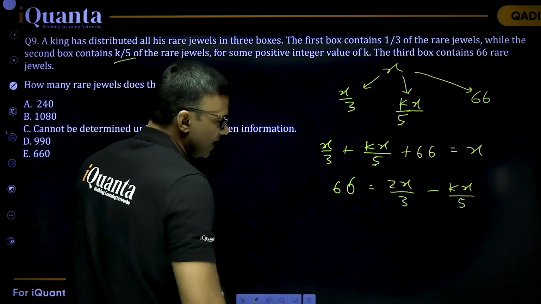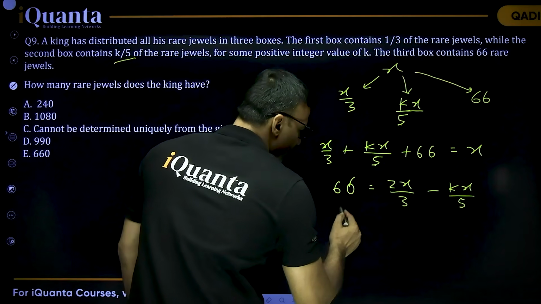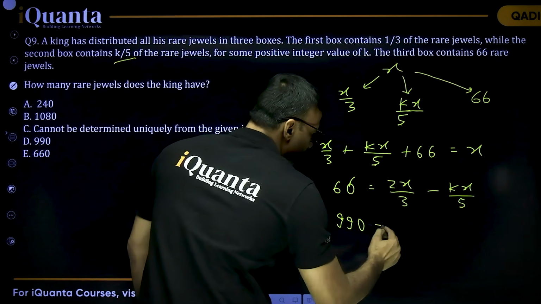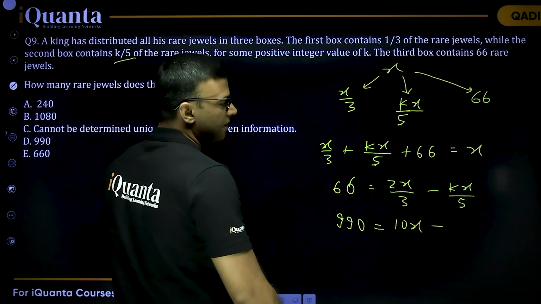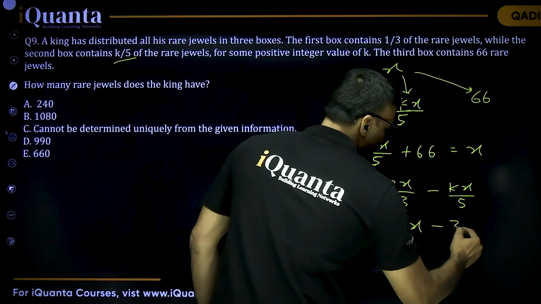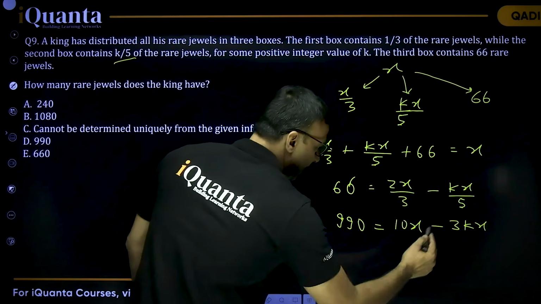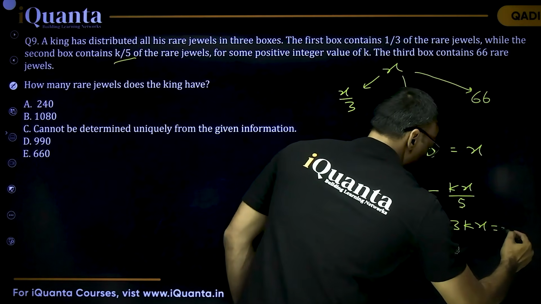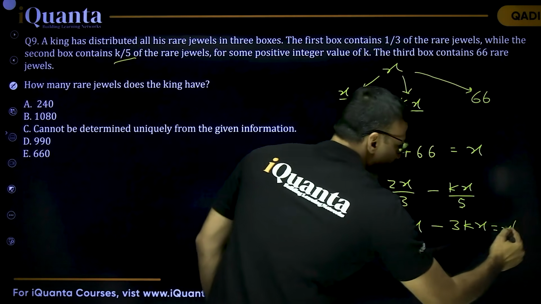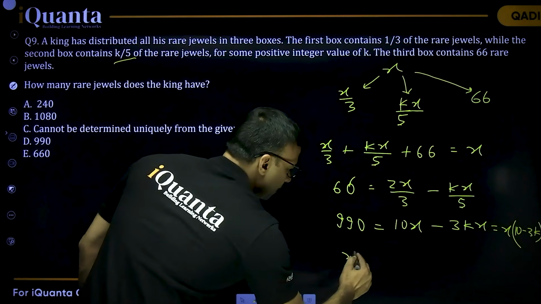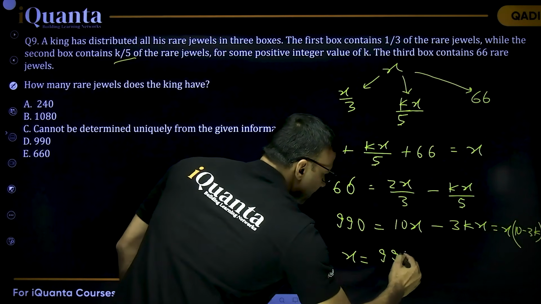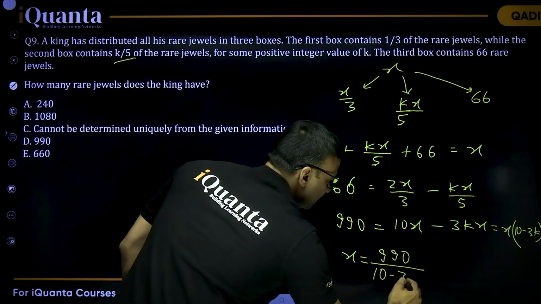Can we simplify that? Multiply by 15. So 15 into 66 is 990, is equal to 15 into 2x by 3, which is 10x, minus 15 into kx by 5, which is 3kx. Okay, so what we have is x common, 10 minus 3k. Nice, right? So x is equal to 990 upon 10 minus 3k.